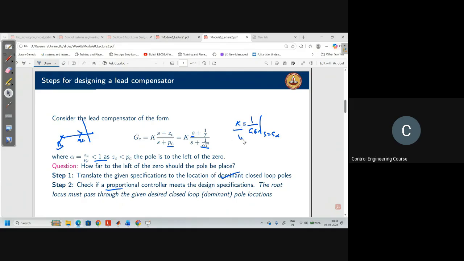If K comes out as some real number with a physical meaning, then it works. If you get something impossible or infinity, then simple proportional control is not sufficient and we have to go for the next one. Otherwise, we can use the angle criterion: calculate the angle of 1 plus K times G of s at s equal to st. If the angle is minus 180 degrees, then we can say that simple proportional control can be used.